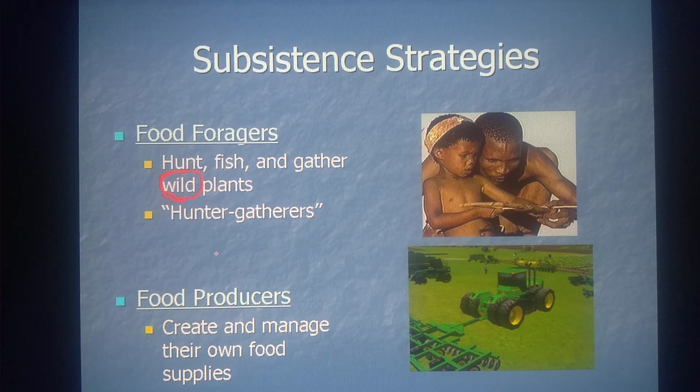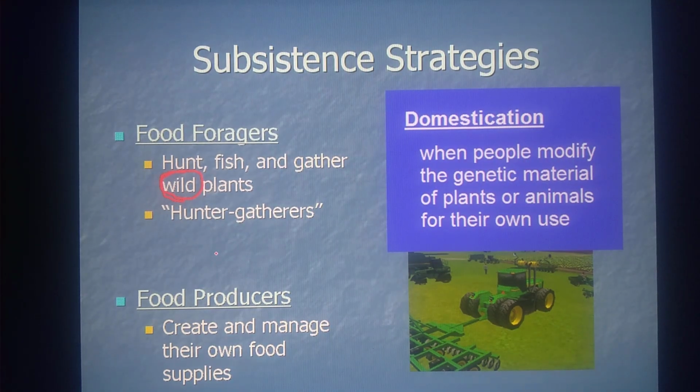They generally do this through something called domestication, which is something that's come up earlier in the course. If you don't have it in your notes, here's a definition of it. Domestication is what happens when people modify the genetic material of plants or animals for their own use.